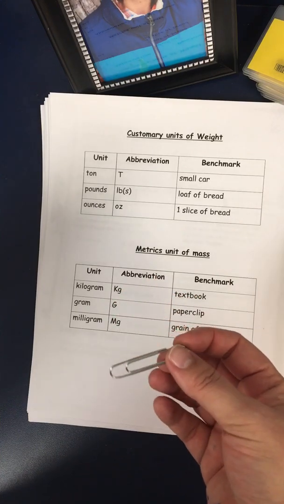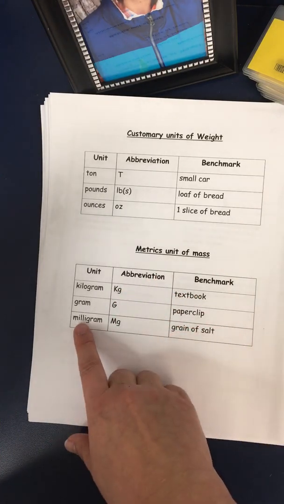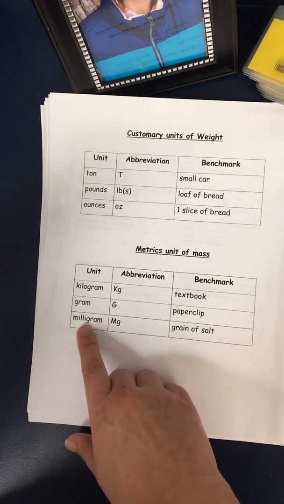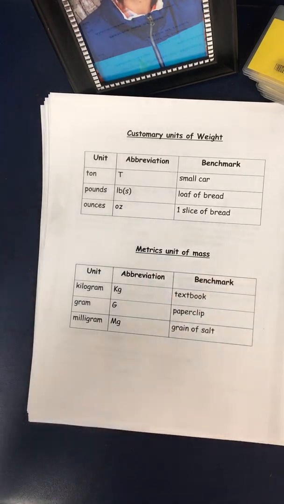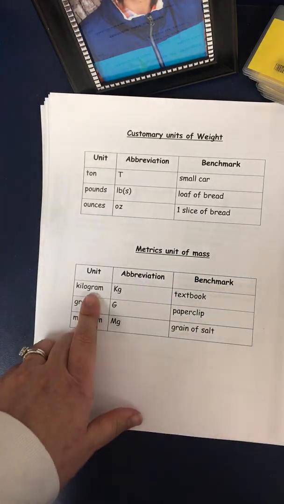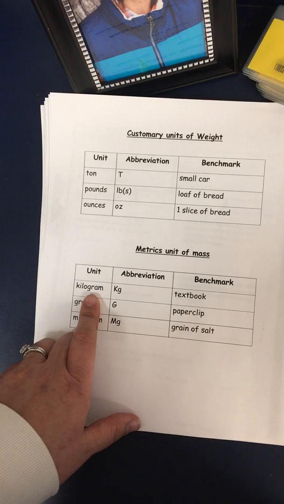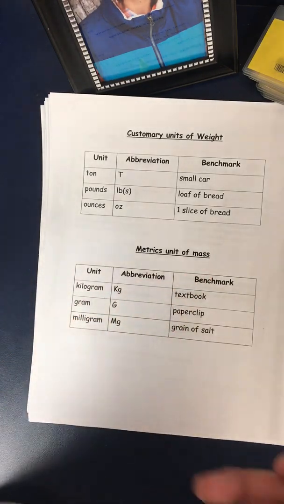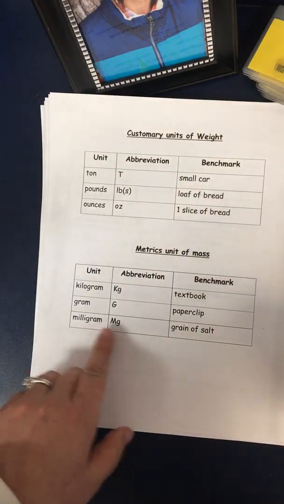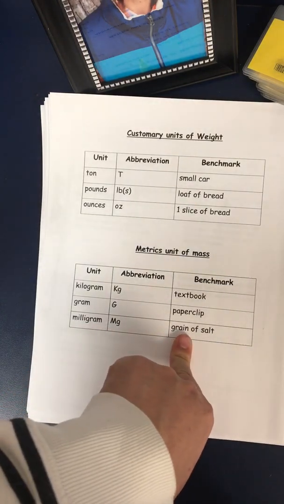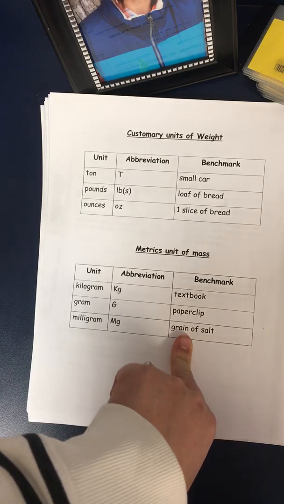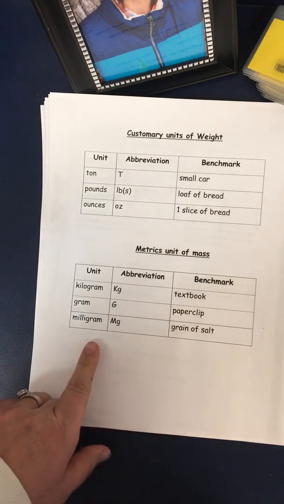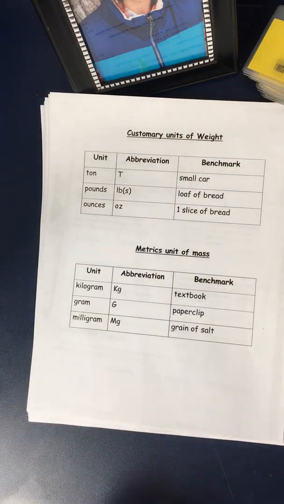Then we have a milligram, and it'll help you because millimeters is the smallest unit in length. Milligram would then be the smallest unit in mass. And kilo, if you remember that a kilometer is the largest unit, then a kilogram is going to be your largest unit for mass. But a milligram is like a grain of salt. If you ever separated salt and pepper out, or looked at the little grains, or a piece of sand on the beach, that's approximately what we call a milligram.